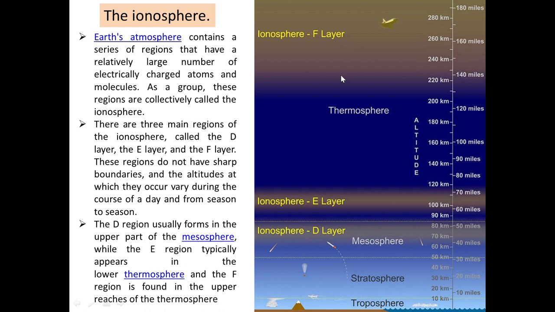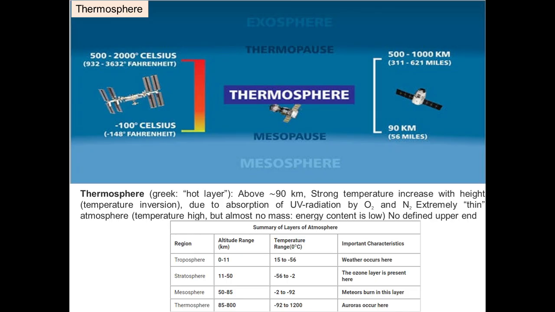Then we come to the next point: the D region usually forms in the upper part of the mesosphere. Sorry, I earlier said it is the lower part, but it is the upper part of the mesosphere. The E region typically appears in the lower part of the thermosphere, and the F region is found in the upper reaches of the thermosphere.